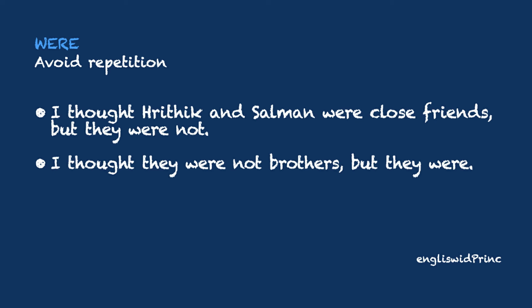Next, to avoid repetition. I thought Hrithik and Salman were close friends, but they weren't. Instead of repeating the entire phrase, but they were not friends or close friends, I can simply use this helping verb to avoid the repetition. I repeat the example. I thought Hrithik and Salman were close friends, but they weren't. Next example. I thought they were not brothers, but they were.